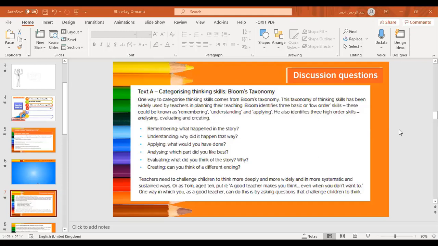We'll move to the higher thinking skills. It's related to the first part, analyzing. Which part did you like best of this story? Who can share some ideas about which part? Can I choose someone, or would you raise your hand and answer? Mr. Hani Abdul Azim, would you give us some ideas about which part you liked best of this story?